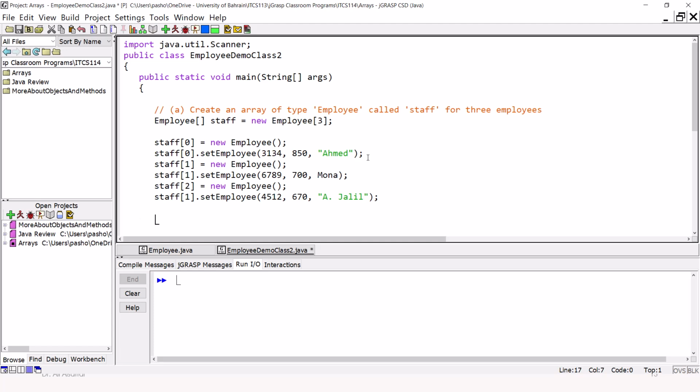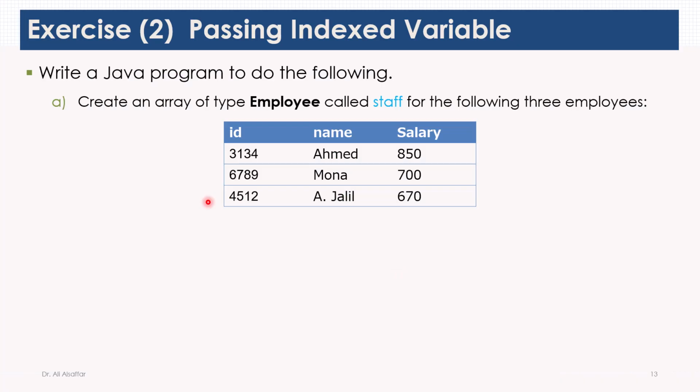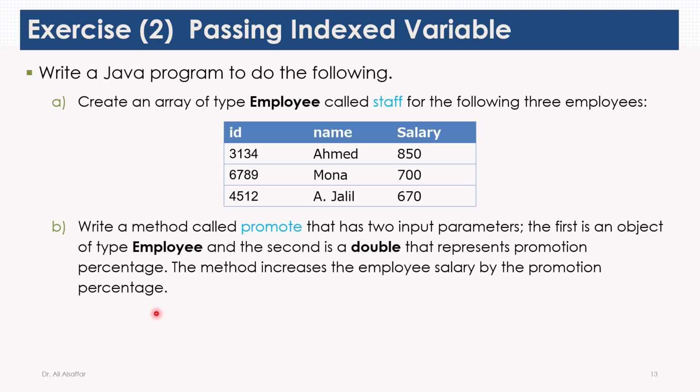Let us go back to the problem and see what is required in part B. In part B, we want to write a method called promote that has two input parameters. The first is an object of type employee, and the second is a double that represents promotion percentage. The method increases the employee salary by the promotion percentage. Let us see how to implement this method in JGrasp.